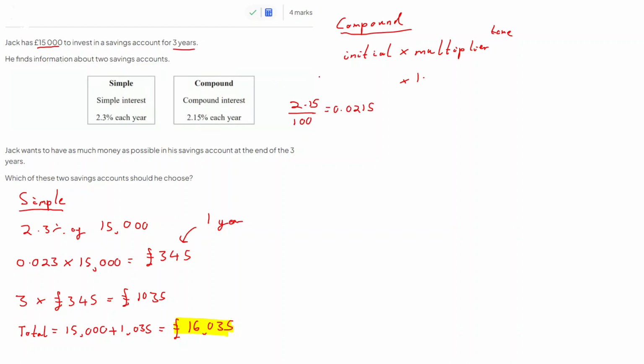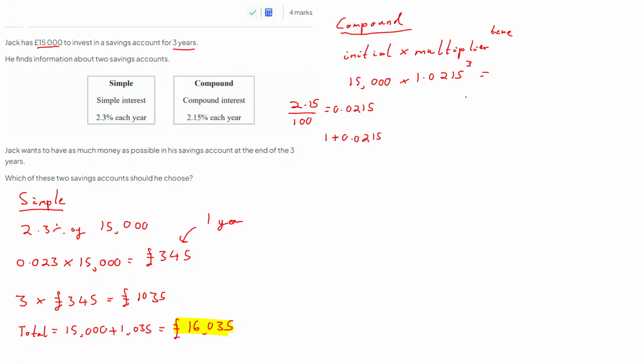0.0215. Using your multiplier, we're increasing by 2.15%, so you've got to do 1 add that 0.0215, which is equal to 1.0215. So to do a 2.15% increase, you've got to times through by 1.0215. If you wrote down 1.215, that would be a 21.5% increase. You've got to have that 0 there. Really important, and this is just showing you why. So your initial amount is £15,000 again, timesing through by your multiplier, and the time is 3 years, so to the power of 3.